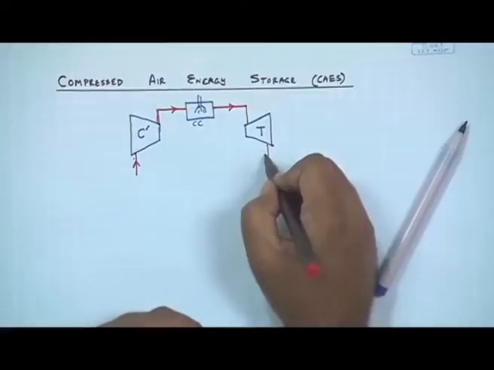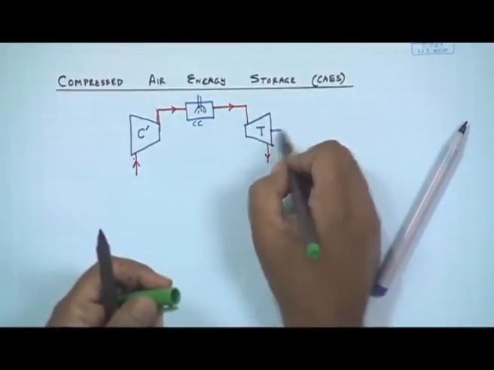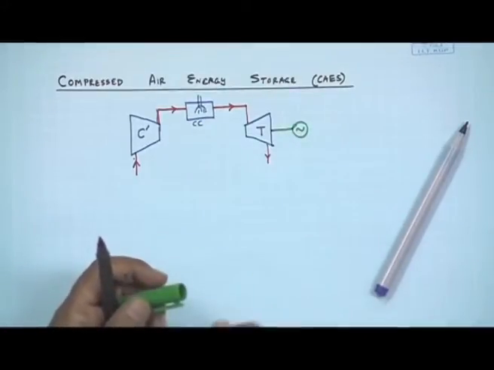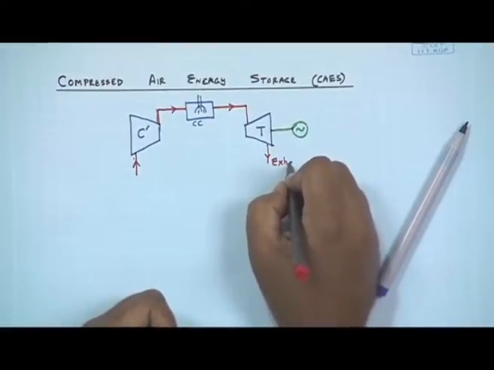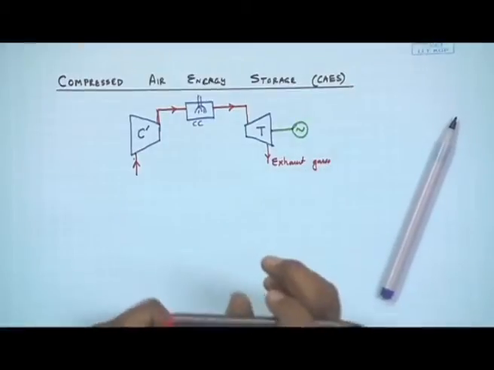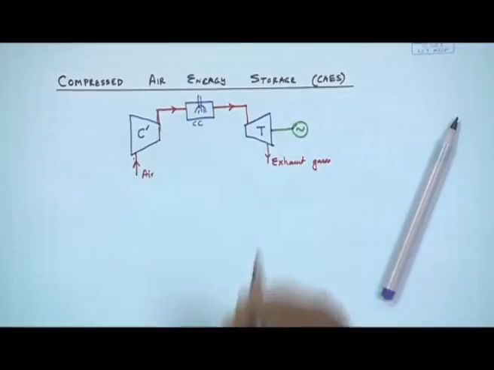Right, and this turbine rotates as a result and it generates electricity. It is connected to a generator, and what comes over here are the exhaust gases, which are at a sufficiently high temperature still. So, this is air, this gets compressed and so on. Clear?